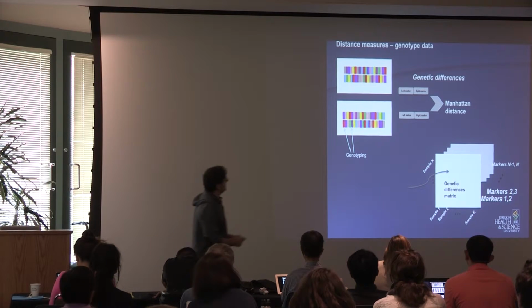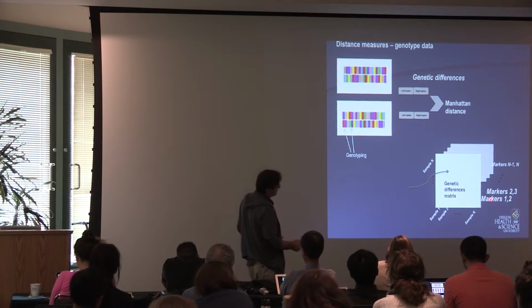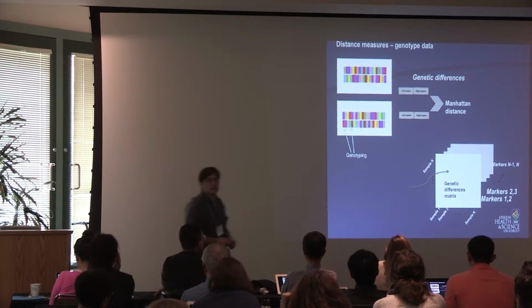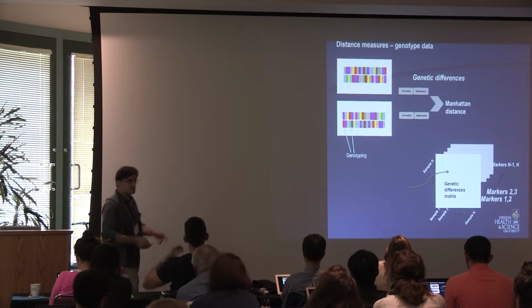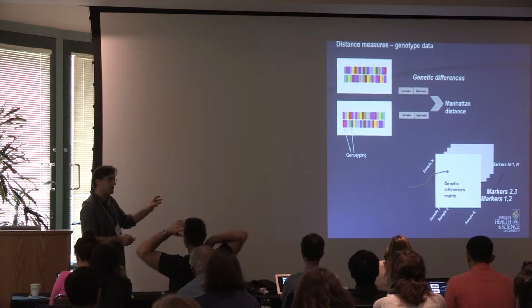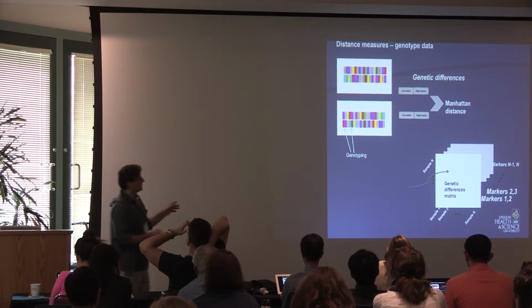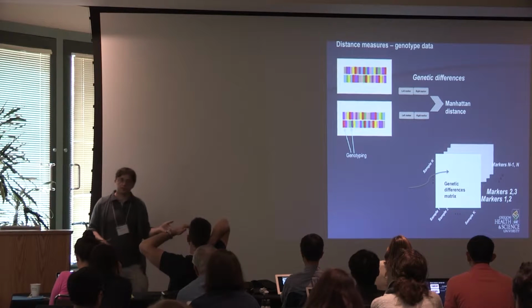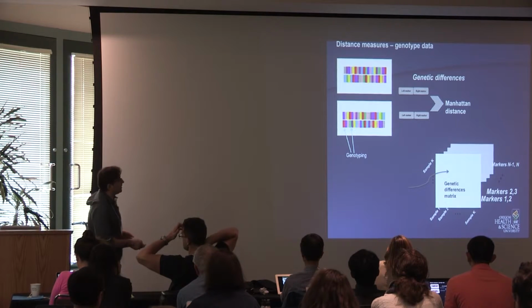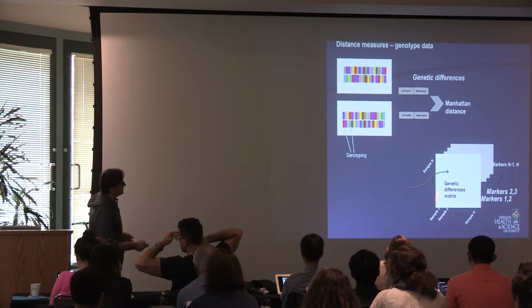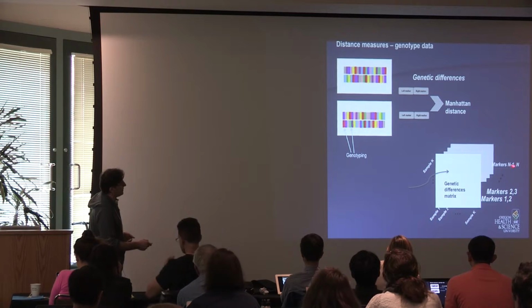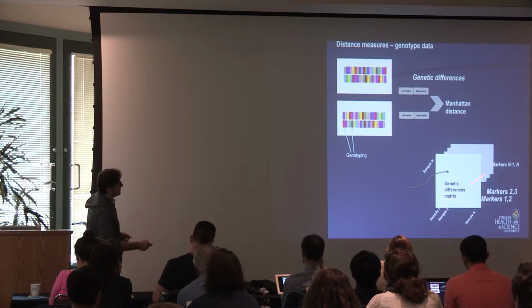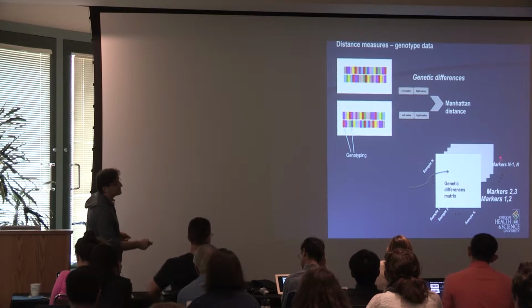You can include as many markers as you want in here. You can include just one genotype, one marker, or you can include two. You can include a chromosome, or you can include the whole genome. For each pair of markers, I compute the genetic distance. So now, for all the markers on my genotyping array, I have this square matrix.